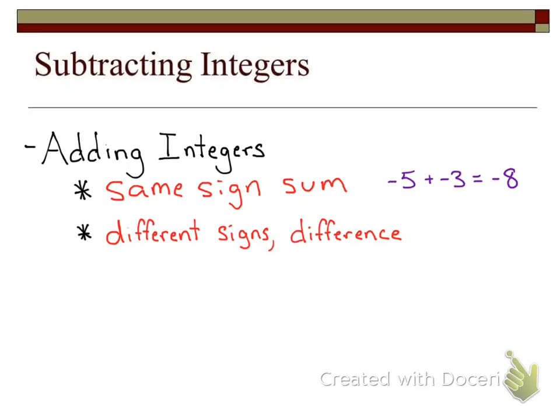Different signs difference, on the other hand, tells me that if I'm adding two numbers and they have different signs, like 5 plus negative 3, I need to find the difference between these two numbers. The difference between 5 and 3 is 2, and I am to keep the sign from the number that is biggest in terms of absolute value. So 5 is bigger than 3, and because 5 is positive, my answer is positive. Just to reiterate how that works, let me flip the signs around and do negative 5 plus 3. The difference between these numbers is still 2, and 5 is still bigger than 3, but in this case 5 is negative, so my answer will be negative.